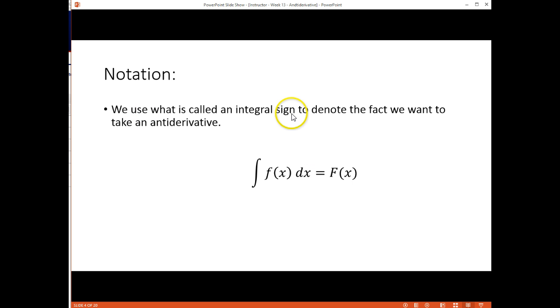We do need to use new notation, okay? So the new notation we're going to use is what's called the integral sign. It looks like this really long, elongated s. So the integral of little f of x dx is equal to the big F of x. Remember, the derivative of big F was little f, so the integral of little f is big F.